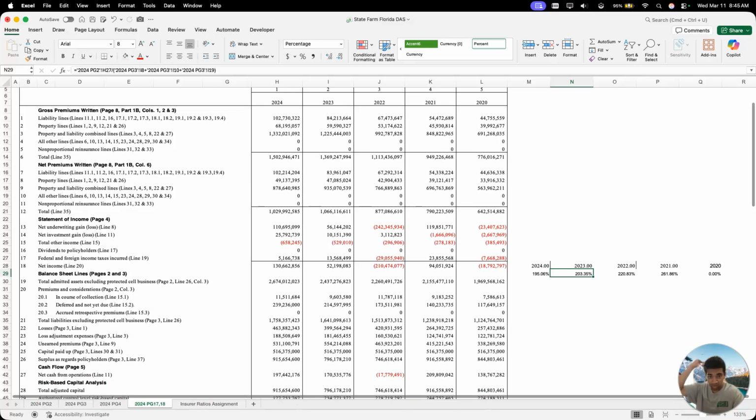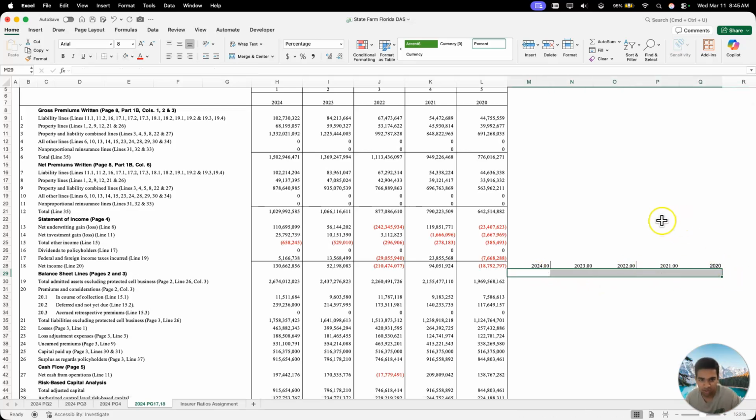Let's go ahead and look at profitability ratios. Let's look at the loss ratio, and that is defined by incurred losses plus loss adjustment expense.